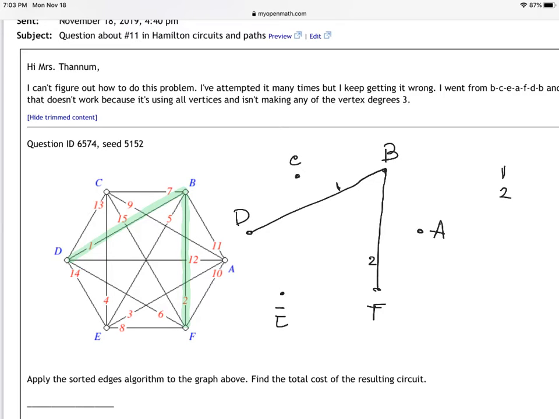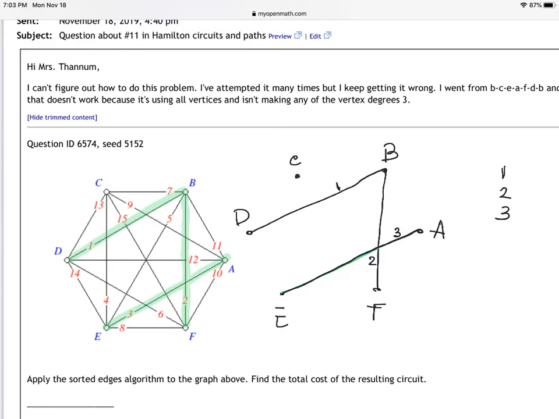I get something that doesn't quite work, that makes a degree of 3, or makes a circuit before it's supposed to. That's okay too, isn't it? Yeah, that looks pretty good. So that was E to A. Oops, I meant to put that in black, sorry. And that had a weight of 3.